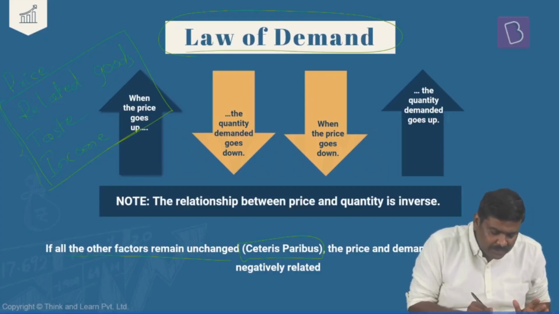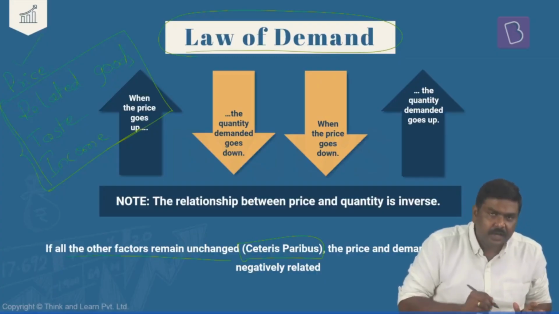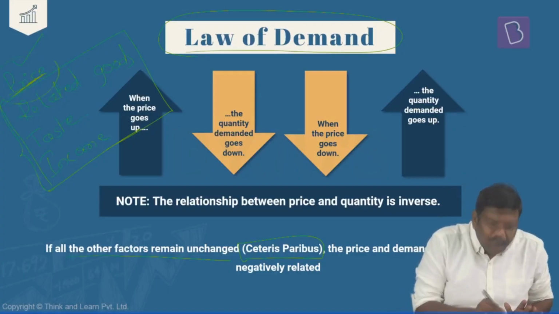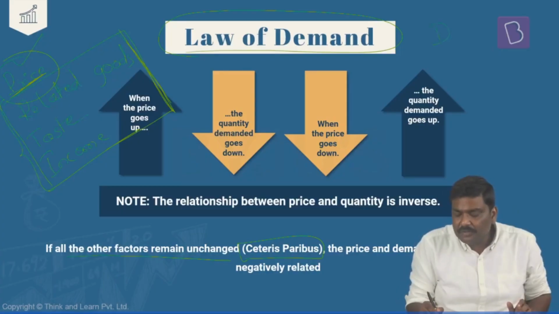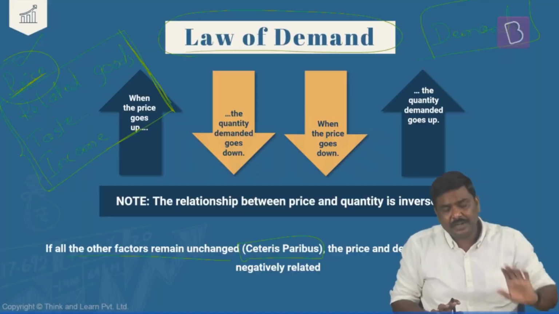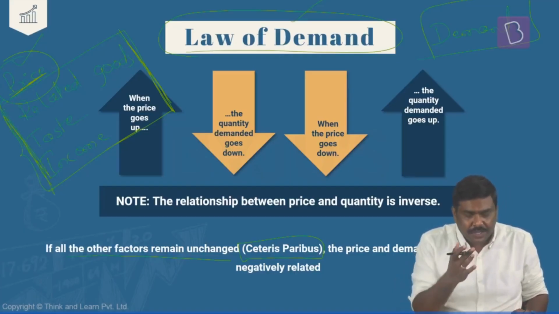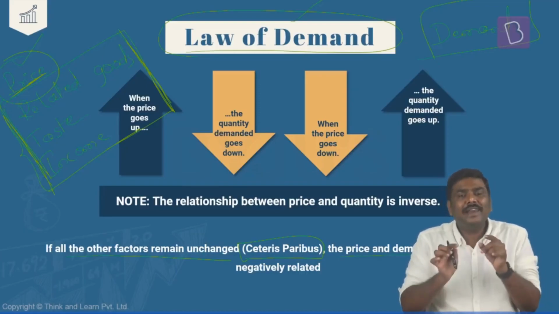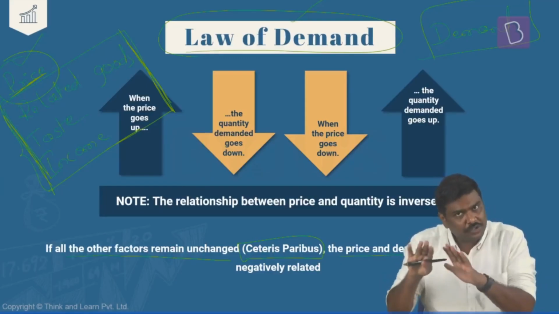If you keep these factors unchanged and you change only one factor, that is price. And whenever you change this factor, that is price, and keep all the other factors unchanged, the demand for goods or services in the market is also going to change. I'll repeat the statement here. Law of demand states that if all the other factors remain unchanged, or ceteris paribus, the price and the demand of the goods are negatively related. That is, when the price changes, demand for the good will also change.